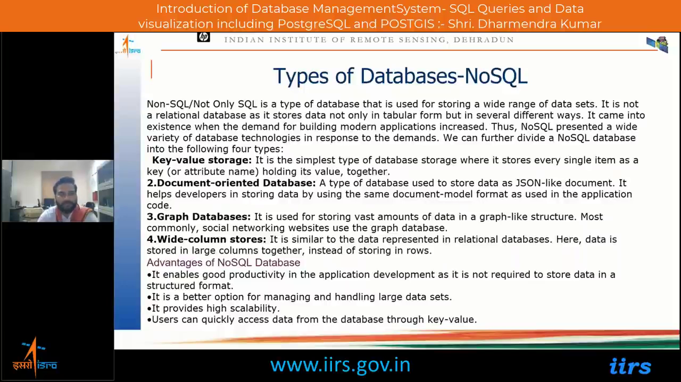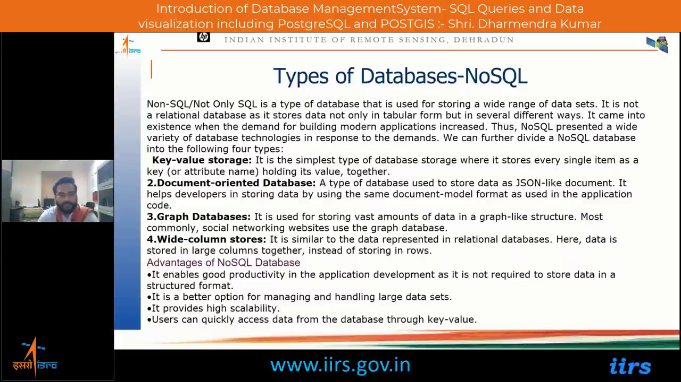The third type is graph. It is used for storing a vast amount of data in a graph-like structure. Most commonly, social networking websites use the graph database. In a graph database we have links connected from one branch to another branch, and it may be a long list for one user. Like a single user has a Facebook account, he has liked something in 2010, and from the first creation of his account on Facebook onwards, everything is linked to his account. So this is one example of a social networking website where a graph database is used.